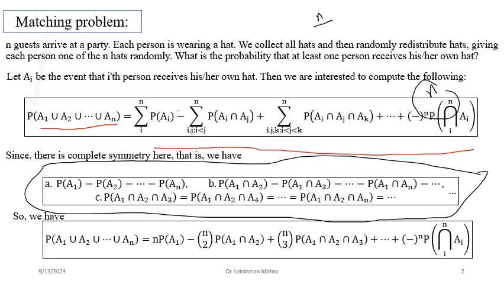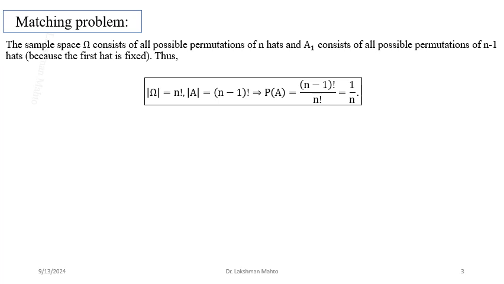The intersection sign over n events is a short notation for intersection. In the rightmost term you observe the intersection. There are many types of intersection: two at a time, three at a time, four at a time, n at a time. After these assumptions, we come to this simple formula with n choose 1, n choose 2, n choose 3, up to n choose n. Now it is all about computing the probability of A1, the probability of A1 intersection A2, and so on.